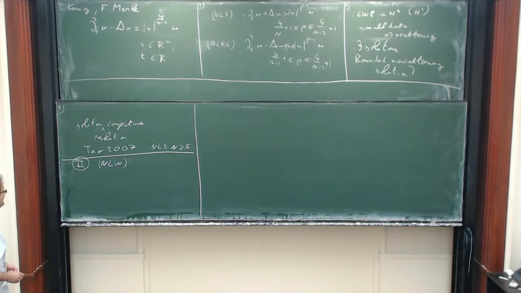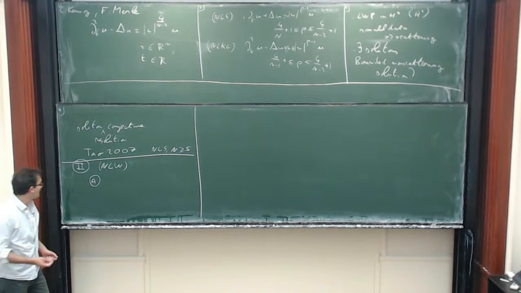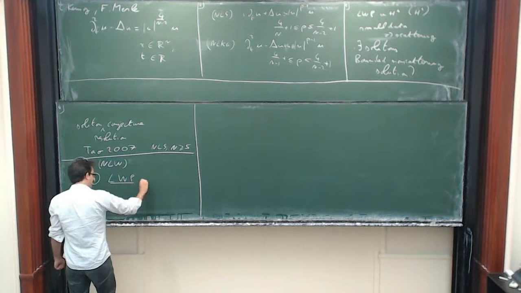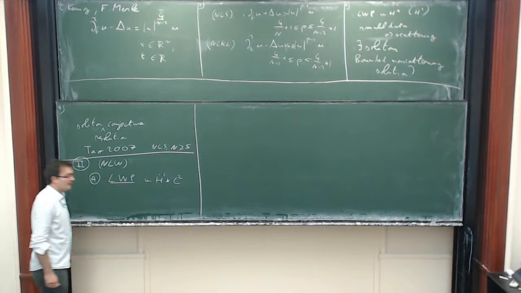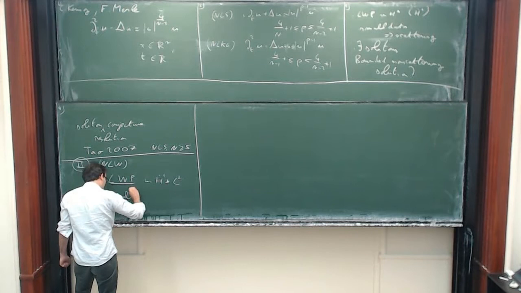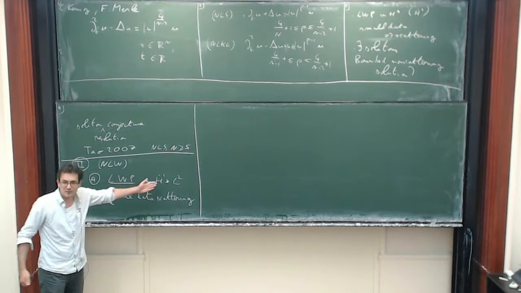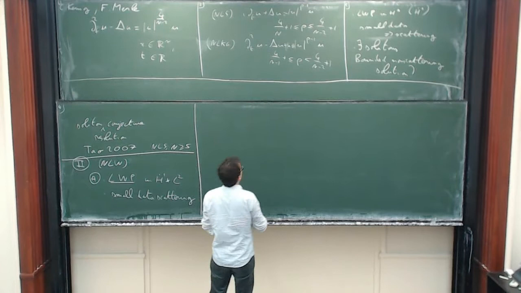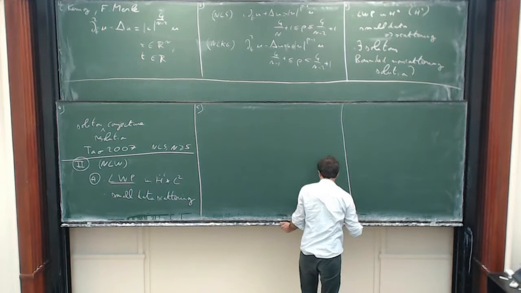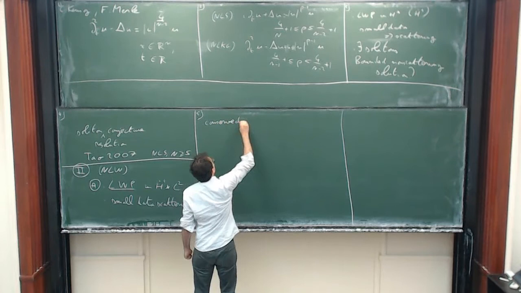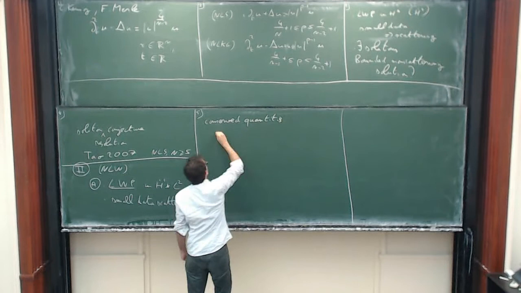I will very quickly recall some characteristics of this equation. You have local well-posedness in H dot 1 times L2. You have small data scattering, which means that the solution, which is small in this space, is global and asymptotically looks like a linear solution. You have some conserved quantities, which are the energy.